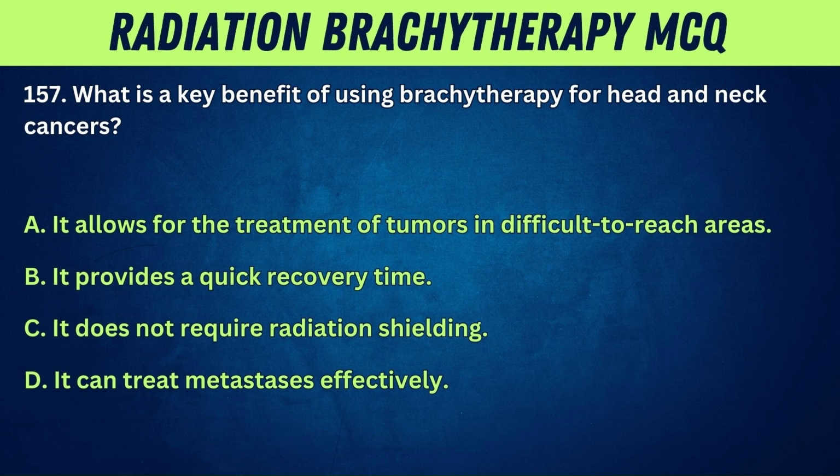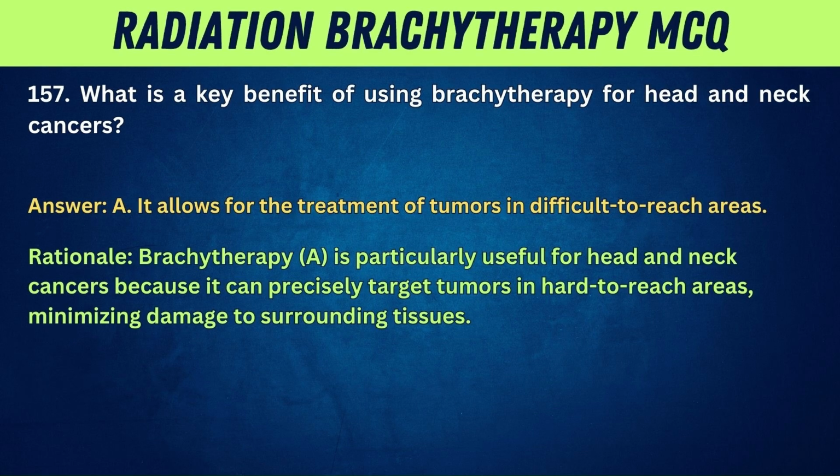157. What is a key benefit of using brachytherapy for head and neck cancers? A. It allows for the treatment of tumors in difficult-to-reach areas. B. It provides a quick recovery time. C. It does not require radiation shielding. D. It can treat metastases effectively. Answer: A. It allows for the treatment of tumors in difficult-to-reach areas. Rationale: brachytherapy, A, is particularly useful for head and neck cancers because it can precisely target tumors in hard-to-reach areas, minimizing damage to surrounding tissues.